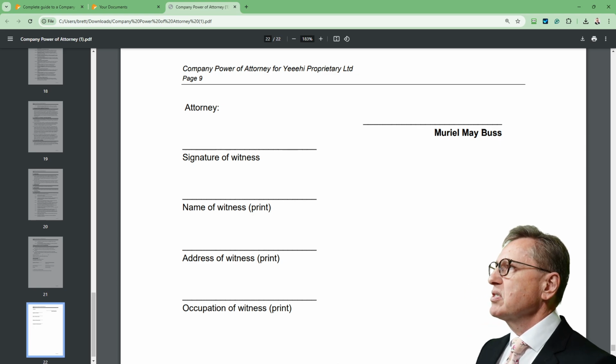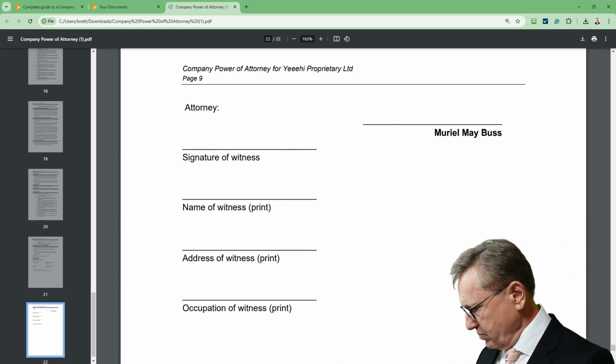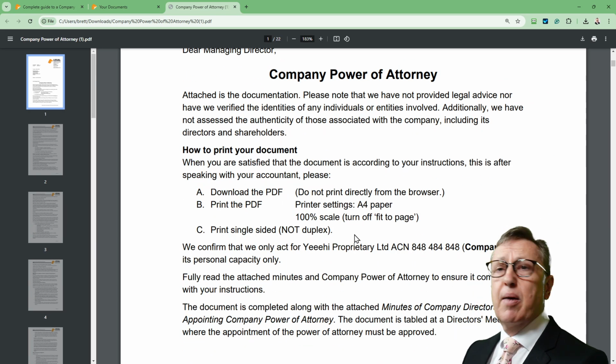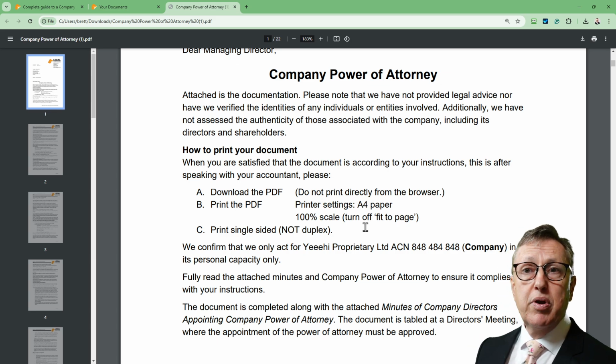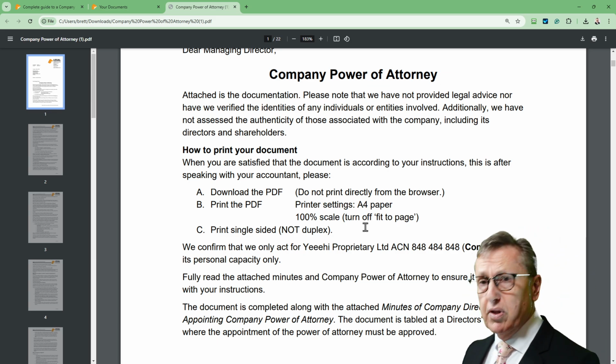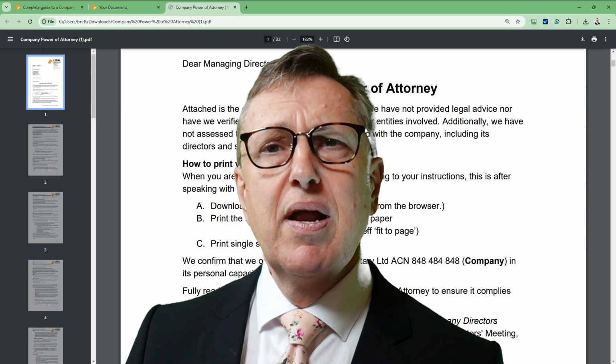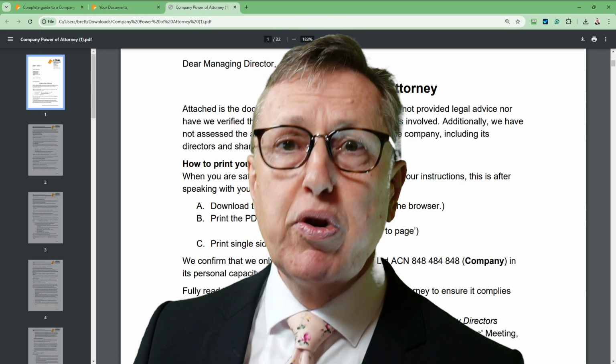So that is the power of a company power of attorney. Start building it. If you have any questions, please telephone the law firm and we can help you. We can help you, but start the building process first.